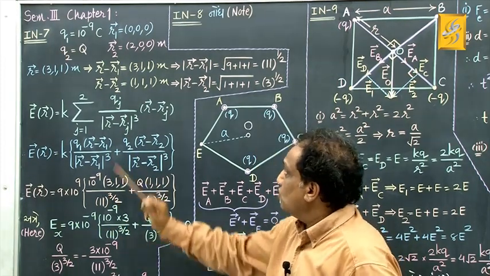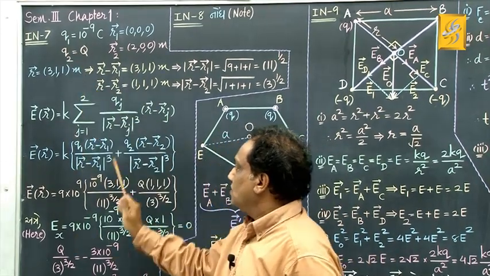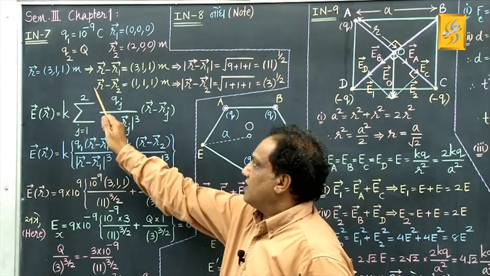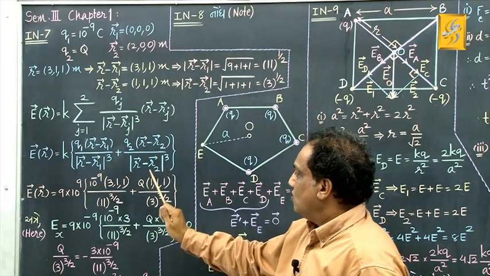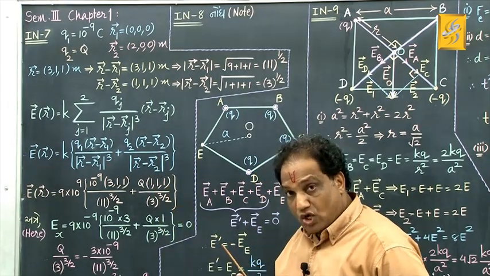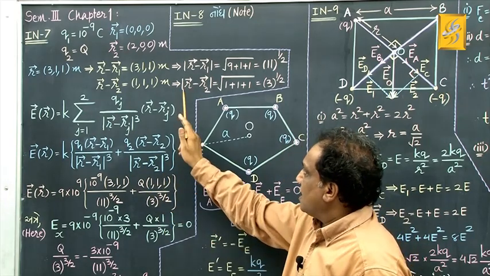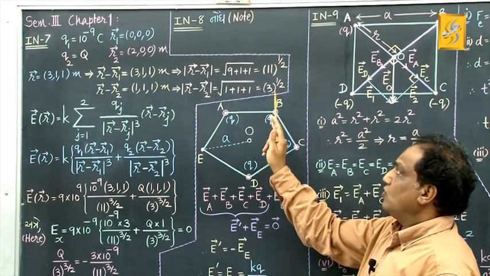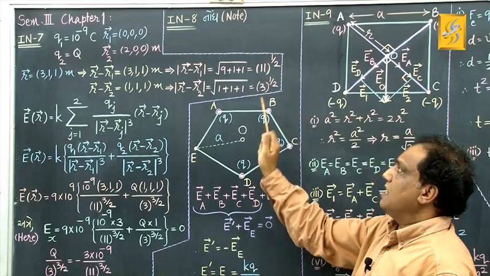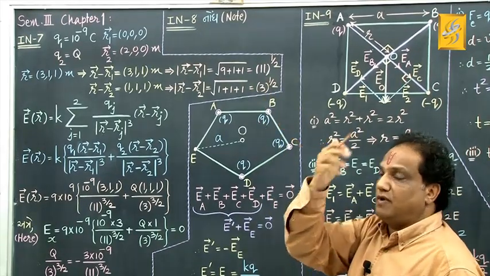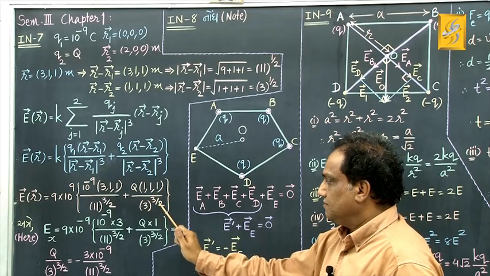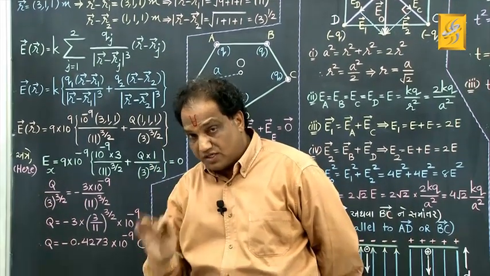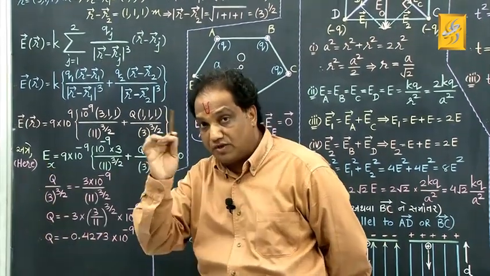Plus, what about Q2? Q2 is capital Q. What about vector r minus vector r2? Vector r minus vector r2 is (1, 1, 1), divided by the cube of its modulus. Its modulus is this, and its cube means the cube of this. When you take the cube, it is 3 raised to 1 by 2 whole raised to 3, again 3 raised to 3 by 2, correct?